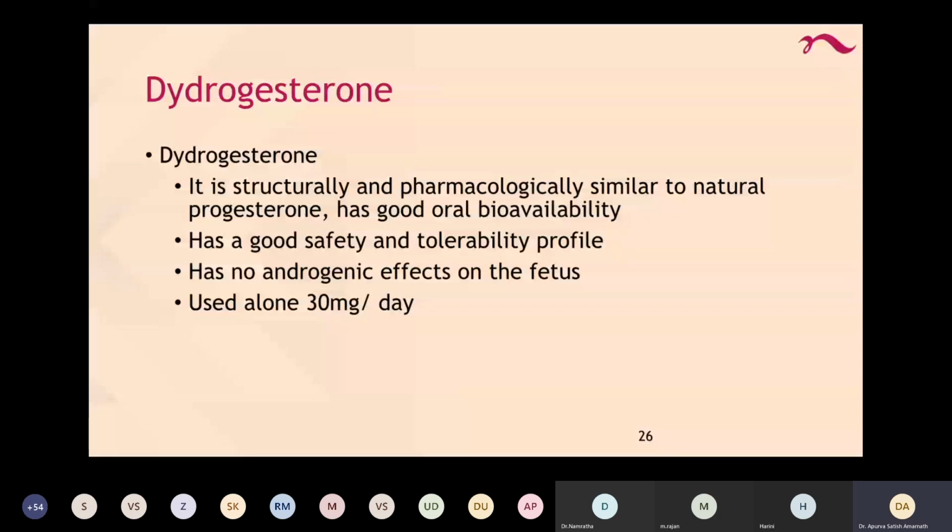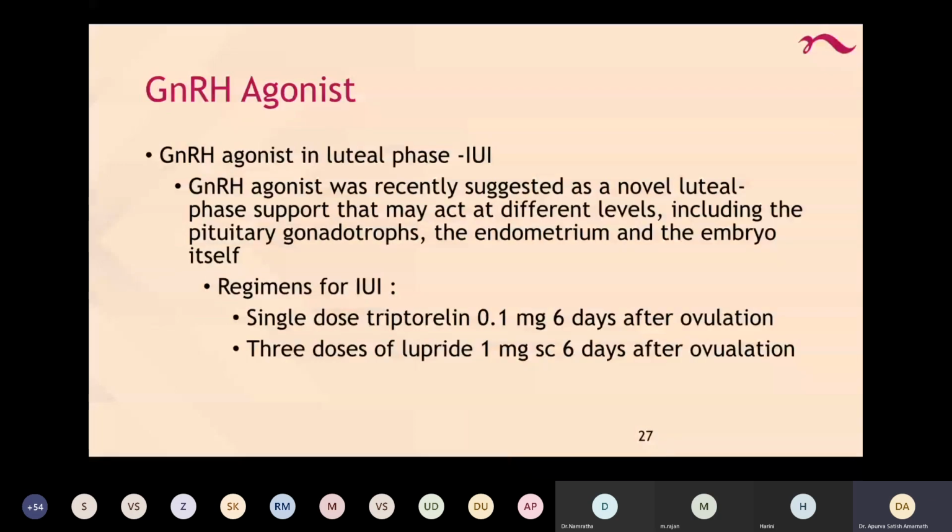Next, coming to the GnRH agonist. GnRH agonist in the luteal phase in an IUI cycle or even in an IVF cycle is one of the new luteal supports that is seen, which may act at different levels, including the pituitary gonadotrophin. It is said to increase the LH levels, the endometrium, and even the embryo itself. The regimens that are used are a single dose of triptorelin 6 days after ovulation, or 3 doses of leuprolide on consecutive days, 6th day, 7th day, and 8th day after ovulation.